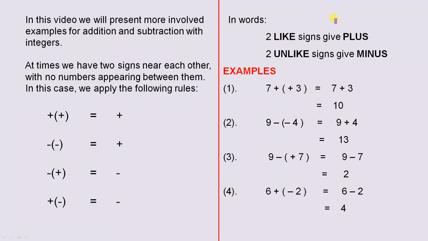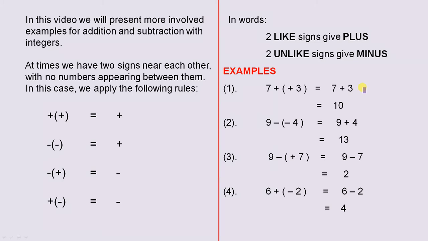So in words, summarizing those, if we have two like signs, we have a plus. Two like signs give us a plus. Two unlike signs give a minus.